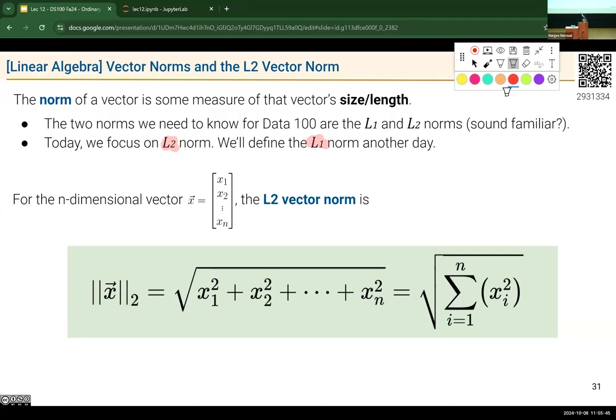In a general sense, if I have an n-dimensional vector x with the values x1, x2 all the way to xn, the L2 norm of this vector is going to be the square root of the summation of each of the xi squared. Okay, so this is again a square root of the summation of all of these xi squares that I have over all of the dimensions that I have.